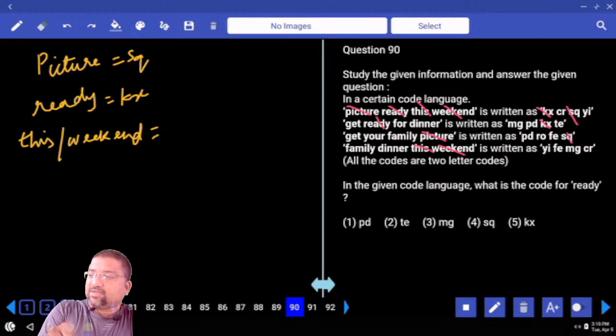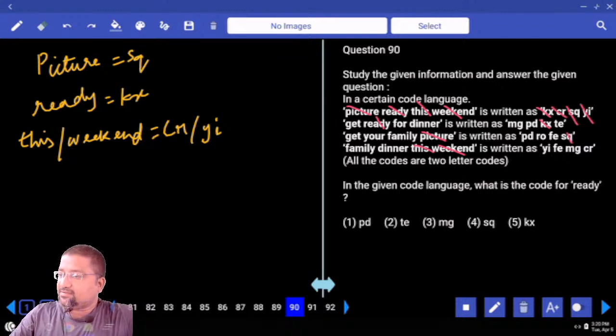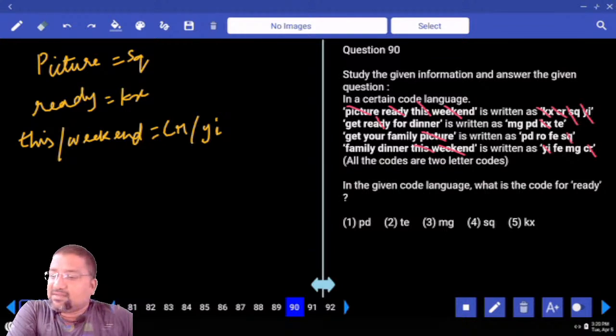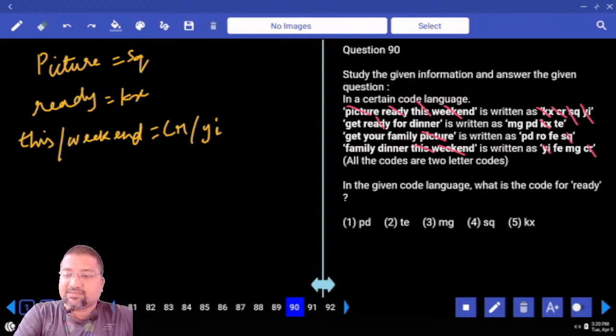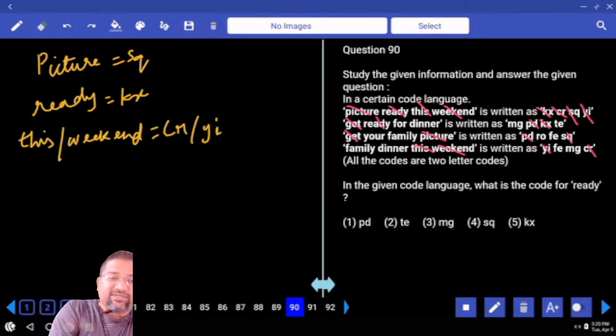This or weekend can be what? CR or YI. Next, get for dinner. Do you see get anywhere else? Do you see get anywhere else? Where do I see? Second, third. Only one word common, then only one code common. What is that? PD. Get is equals to PD.